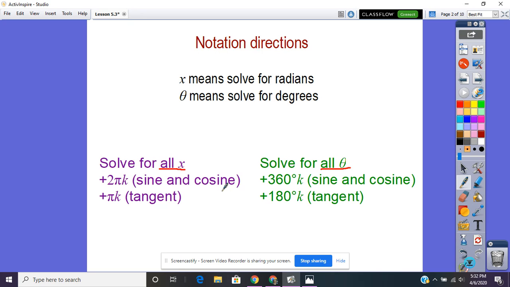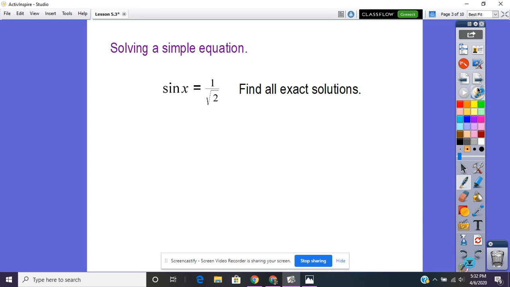If you remember, the period of sine and cosine is 2 pi or 360 degrees. And that is why tangent is either pi or 180 degrees, because that's the period of tangent. Let's get into our first example. Our first example says find all exact solutions for sine of x equals 1 over square root 2.